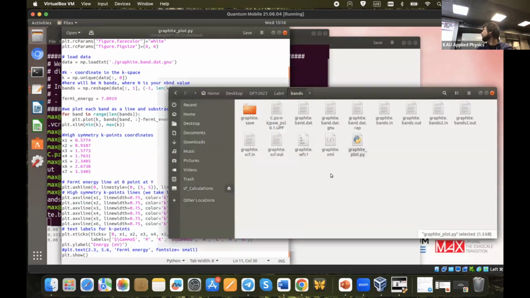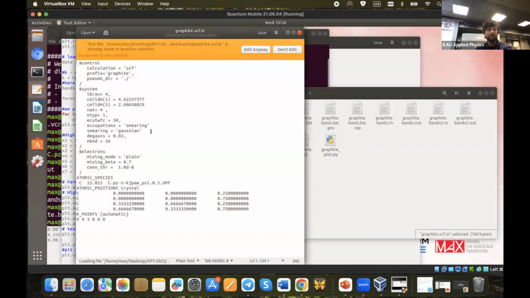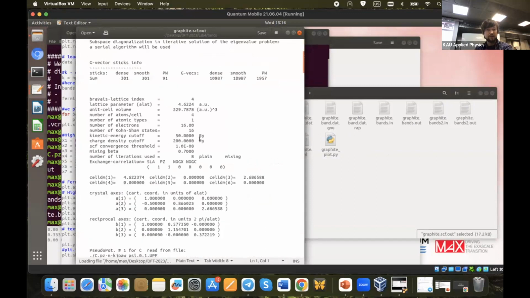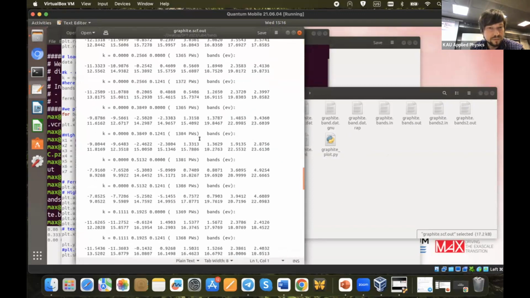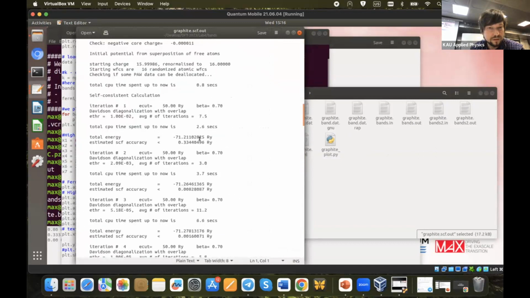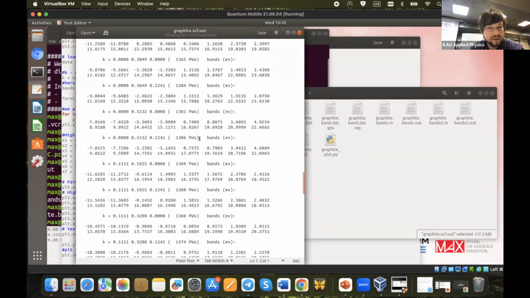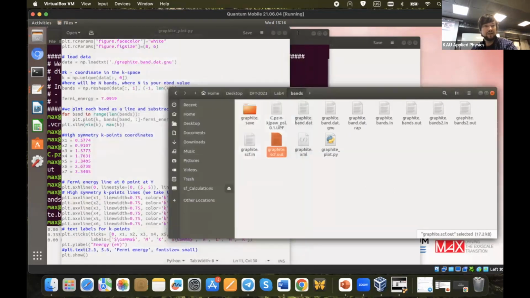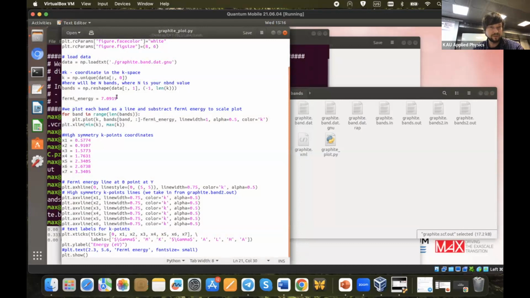So Fermi energy, or maybe the Fermi energy will be changed. I should check it. Fermi energy, I should find it. I can find it in graphite SCF out. Then you should type it in. I have 7.1127. It should be in our script. Fermi energy.